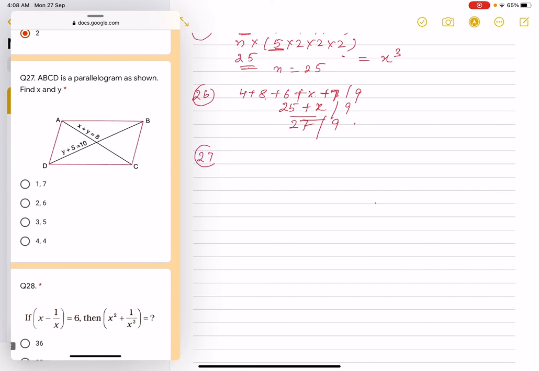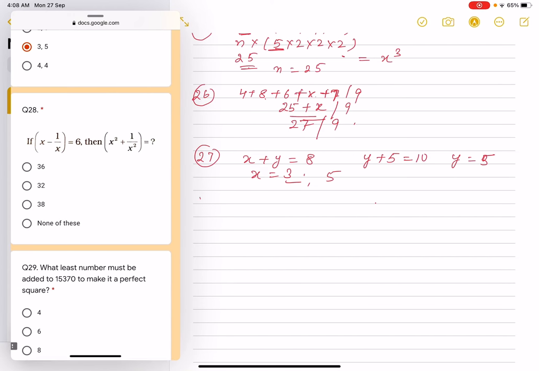Now question number 27, diagonals are there. It is x plus y is 8, given. Same way it is y plus 5 is 10, also given. So y is 5, so x will be 3. So 3 and 5 will be the answer.